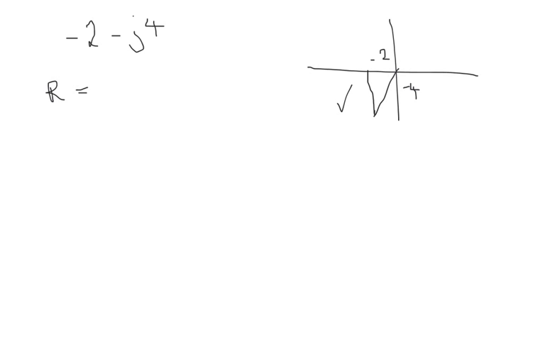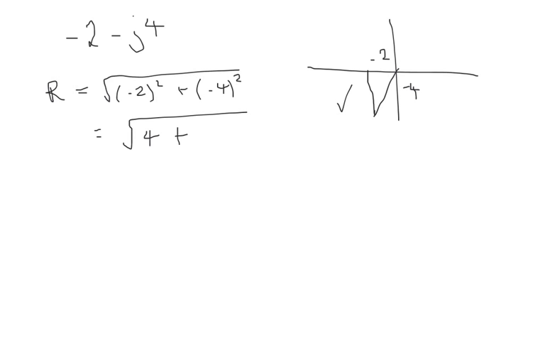Next one is -2 subtract j4. Draw a diagram to work out if it's in the first, second, third or fourth quadrant. -2 subtract 4 is down here. So that's the third quadrant. r equals -2 squared plus -4 squared, 4 plus 16. So this is the square root of 20.